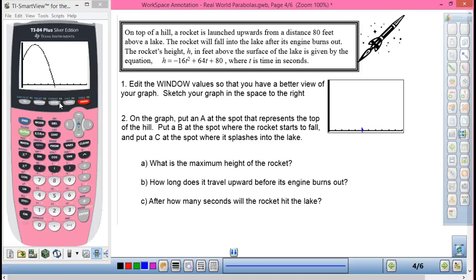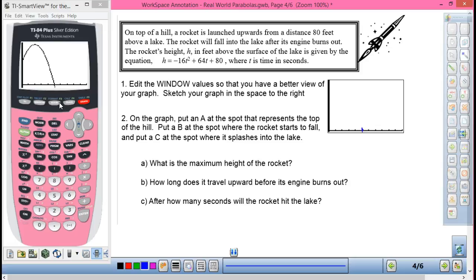Okay, so go to your Y equals, because it looks exactly the same. Then go to your window. What did we change our X max to? You tell me that. How long does it travel upwards?